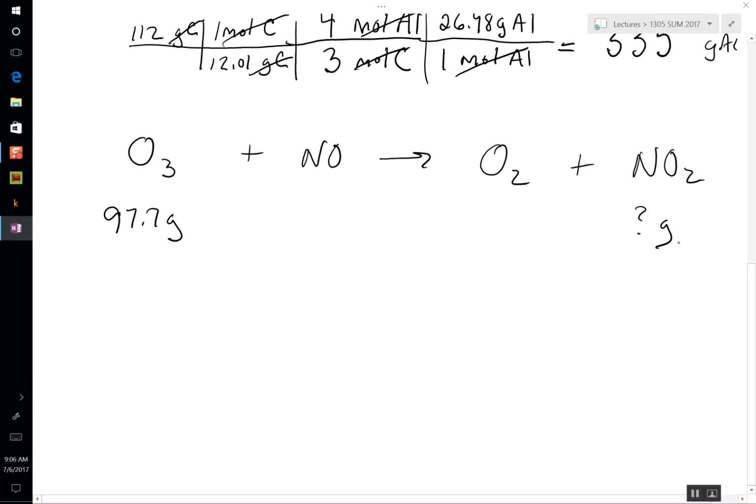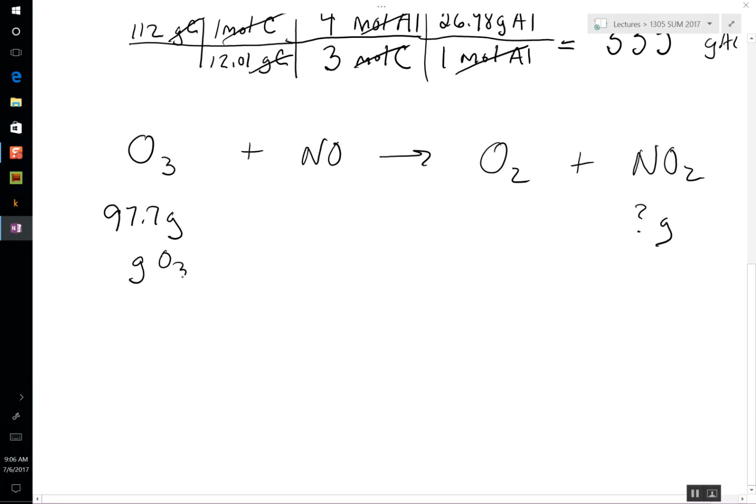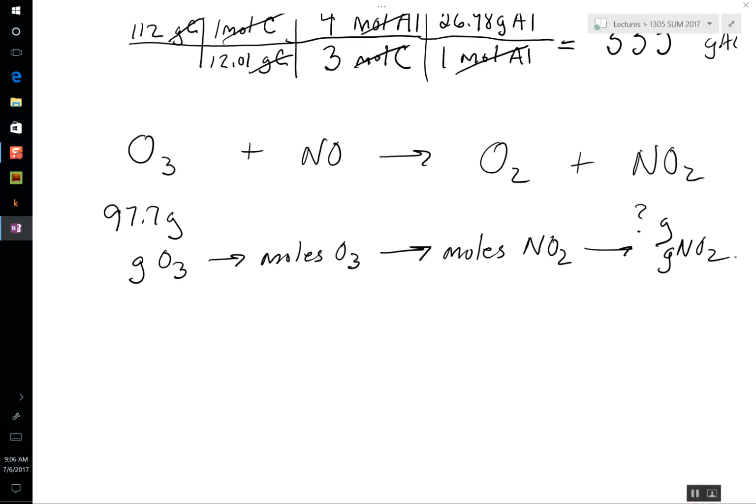Okay, now what's your strategy going to be? You're going to have grams of ozone. You're going to convert it into moles of ozone. You're going to convert that into moles of NO2. And then finally, grams of NO2, right? So when I do a problem like this, it's kind of nice to just get your molar masses right up here. 3 times 16 equals 48.